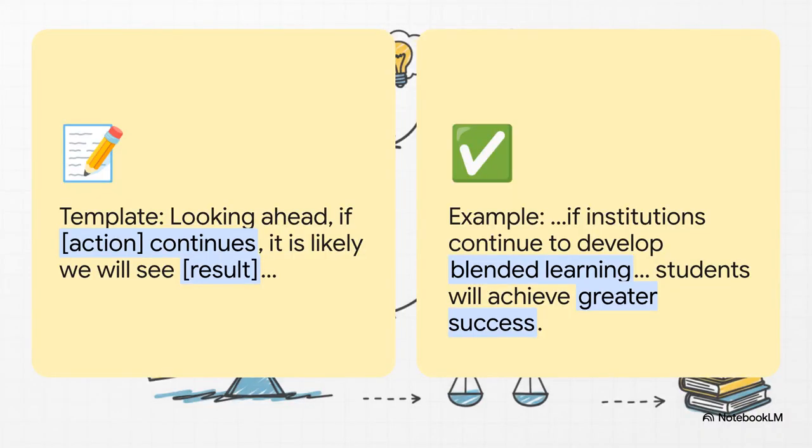This example here just shows how powerful a specific prediction can be as a final sentence. It does so much more than just summarize. It leaves the reader with something real, something concrete to think about long after they've finished reading.